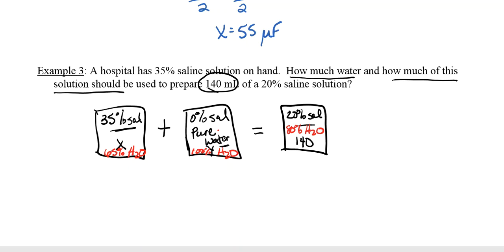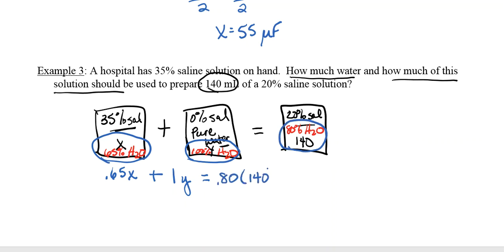So this first one I'm going to do 0.65 times x. So we do the percentage times the amount plus the percentage times the amount. 100% as a decimal is 1. And then again, I'm going to do percentage times amount. So whenever you're doing a percentage problem, you should have one equation that does percentage amount, percentage amount, percentage amount. So this is my percentage equation.